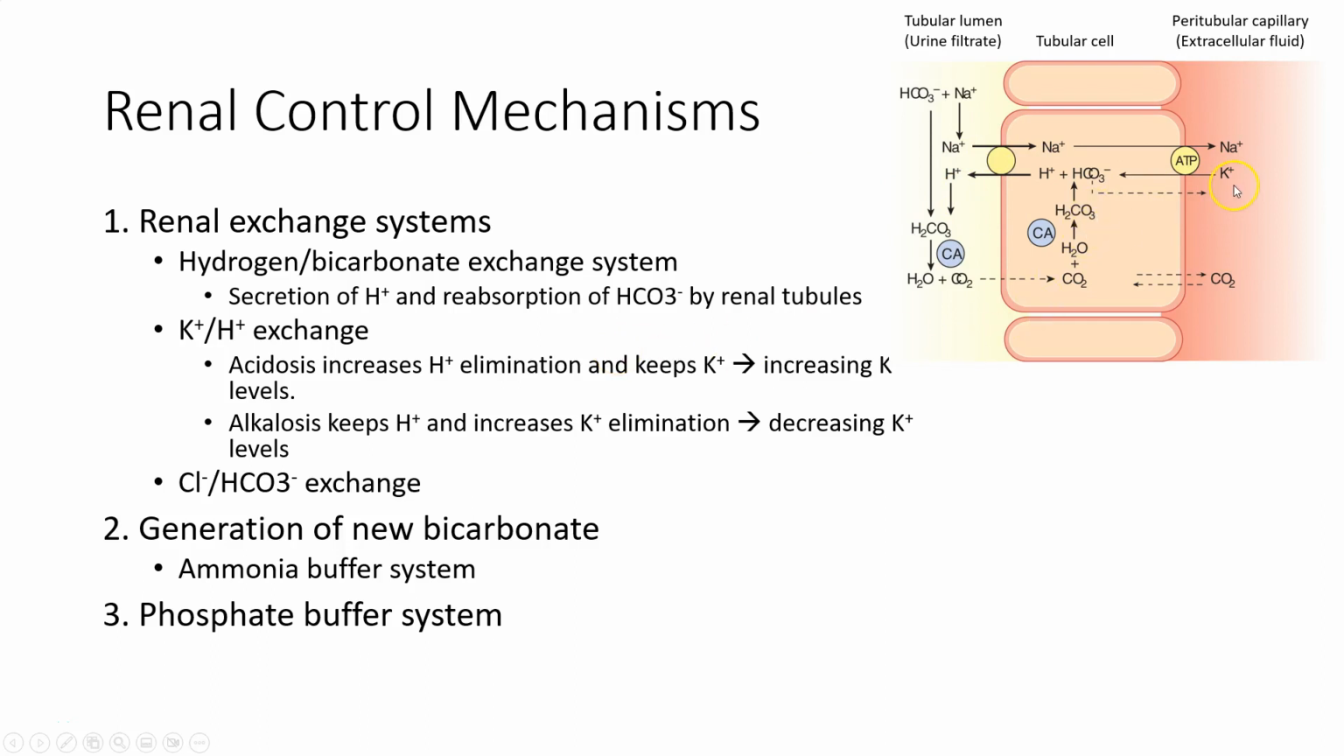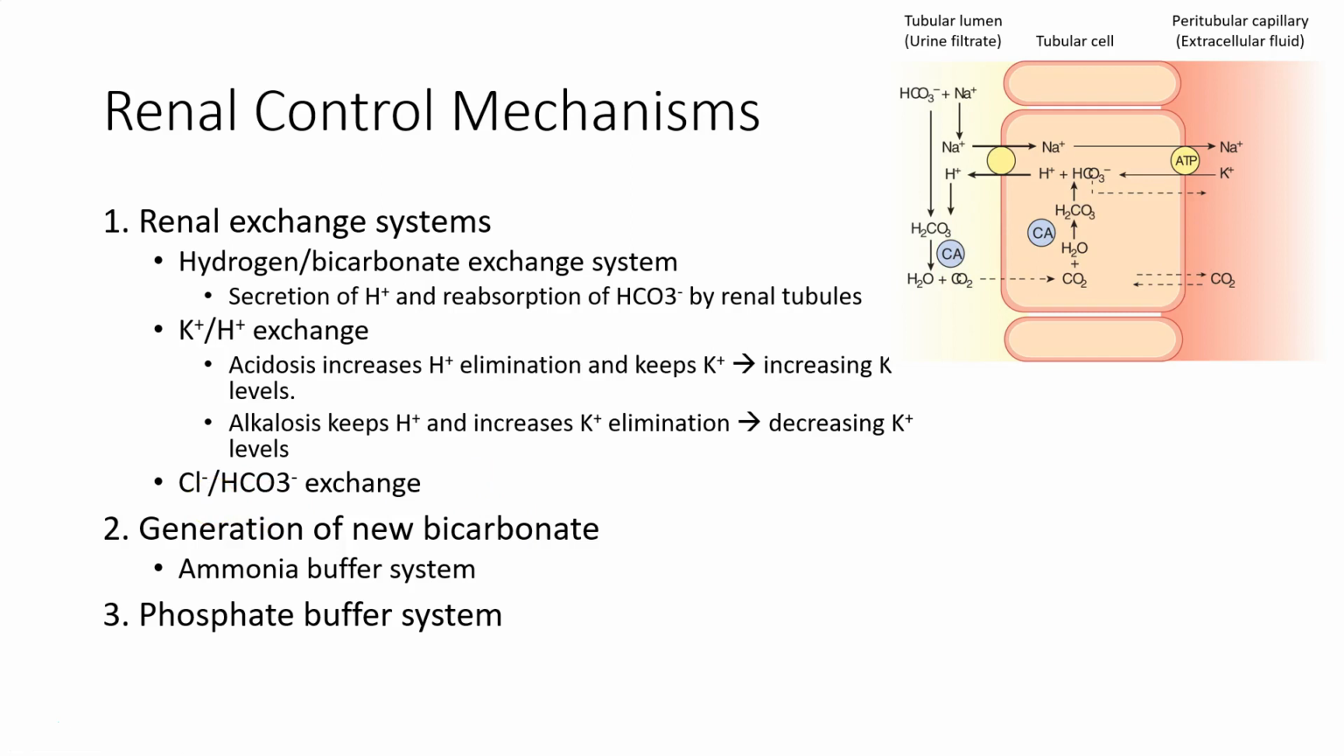Another mechanism is the hydrogen potassium exchange system. This works very much like the transcellular exchange system. But here, when there's acidosis, you're going to eliminate more hydrogen ion in the urine and hold on to potassium. Whereas when you have alkalosis, you're going to hold on to hydrogen ion in the blood and decrease potassium levels by eliminating it through the urine. And then you can also exchange bicarbonate for chloride at the level of the kidneys.